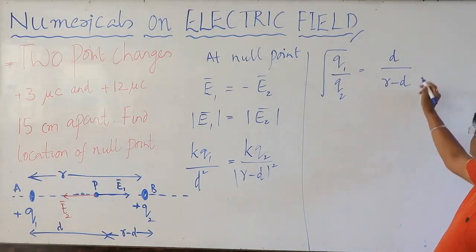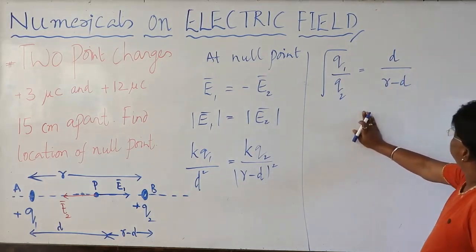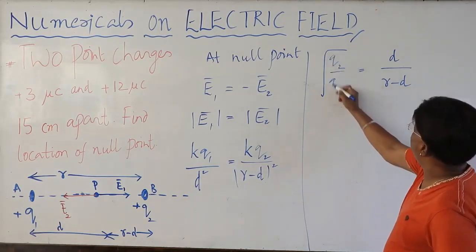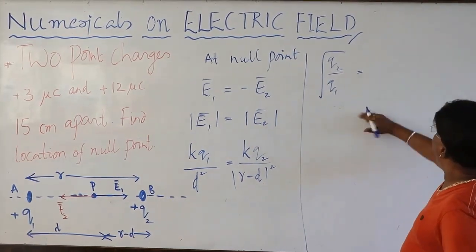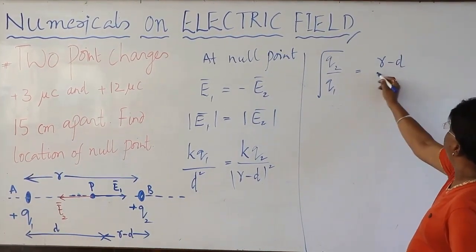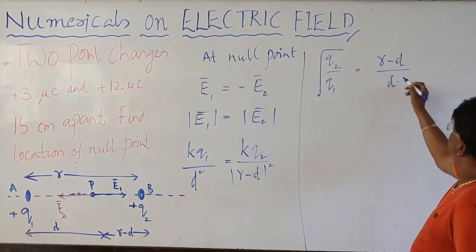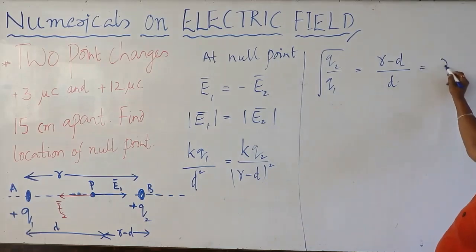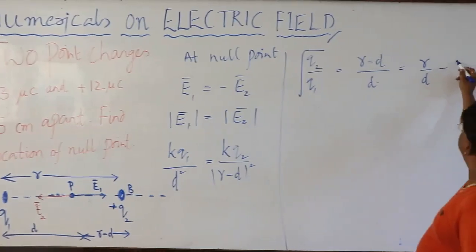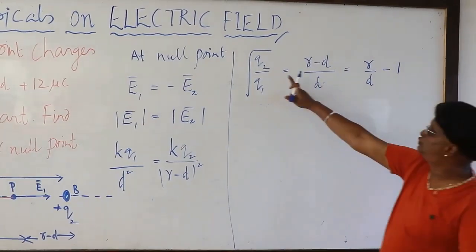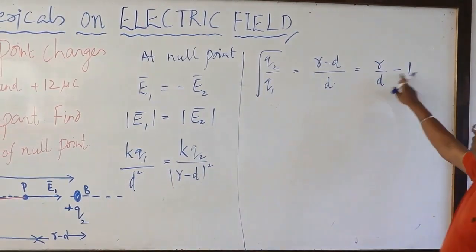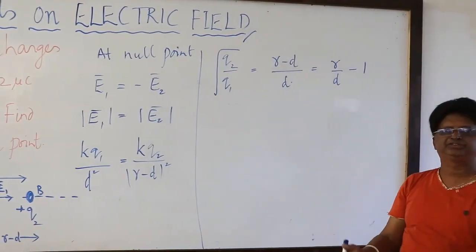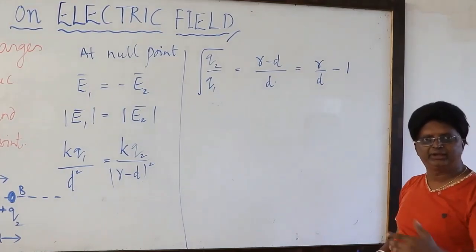Now again, suppose this is q2 by q1. Shall I write it as r minus d by d, which is nothing but r by d minus 1, right? So q2 by q1 under root is equal to r by d minus 1. One other simplification, let me not do that; at least one line in between you do.